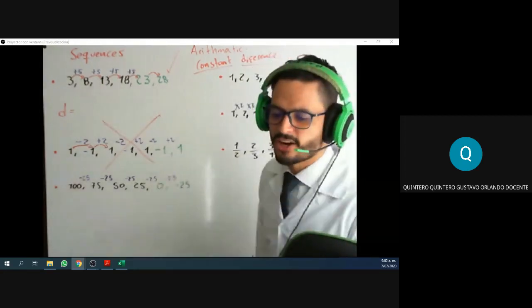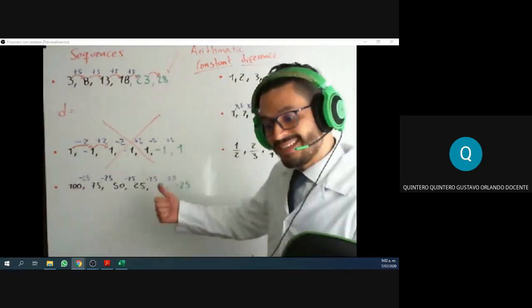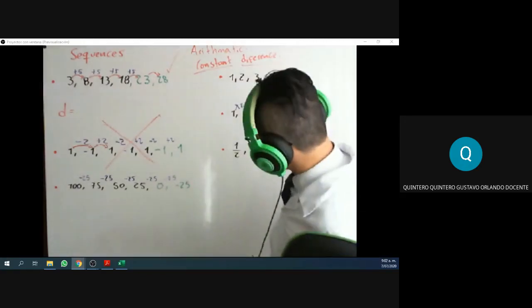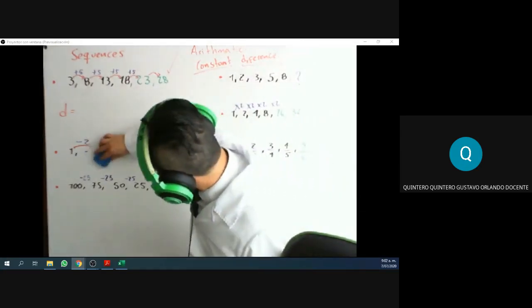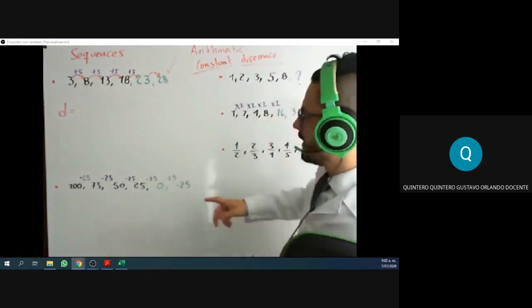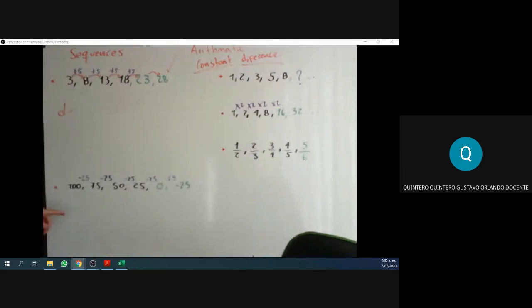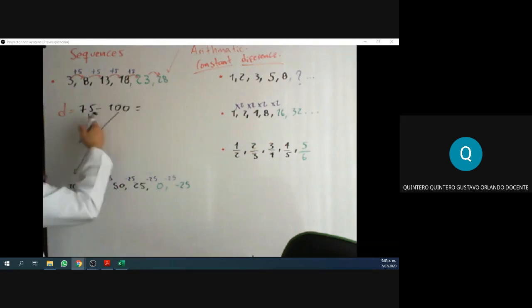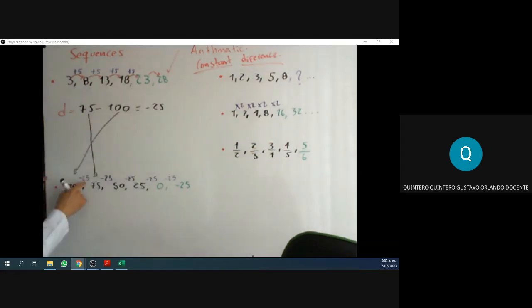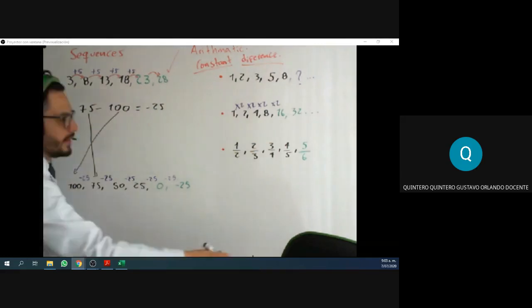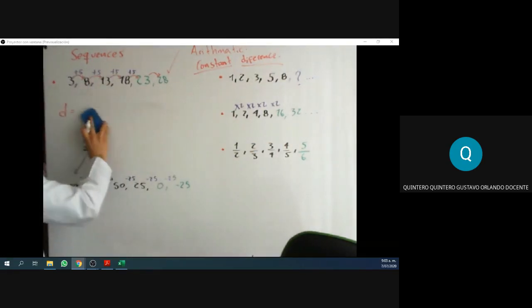Everybody in the chat are saying yes. And you guys are correct. This is an arithmetic sequence. Let me erase the second one. This is not a sequence we want. Here, what is the difference between 75 and 100? Again, to find the difference between two numbers, you just subtract them. So you do 75 minus 100. The second one minus the first one, right? This difference in this case is -25. Beautiful. We knew it from the beginning. Look, -25. We knew it. We did it mentally, huh?